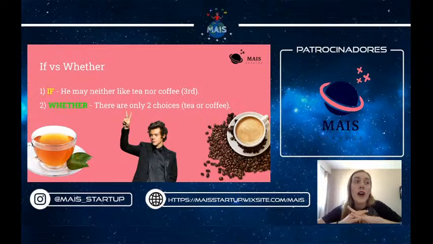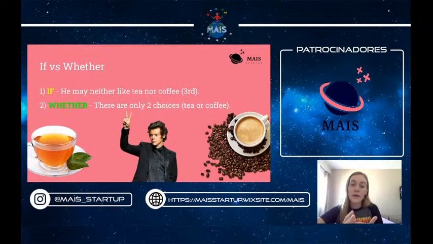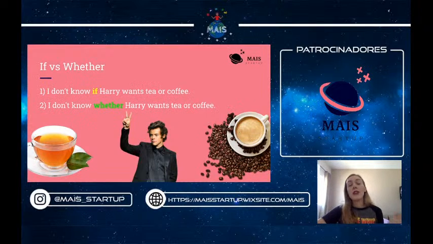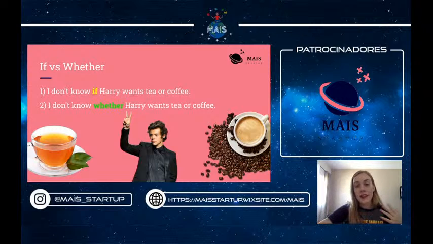There are no other options, just the two you are talking about. So that's the main difference. In the first example, we used if, because we actually don't know if it's tea or if it's coffee. It could be soda, it could be, I don't know, water. So we don't know exactly. But in the second example, when we use whether, we actually know that it's gonna be either tea or coffee. It has to be one of those options.